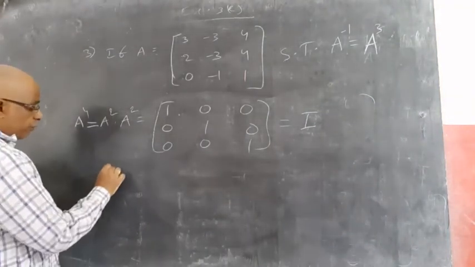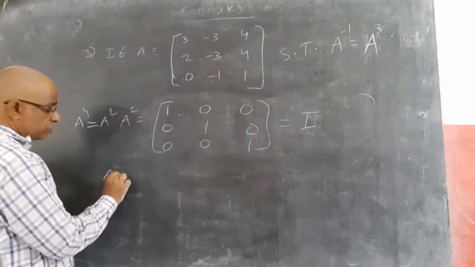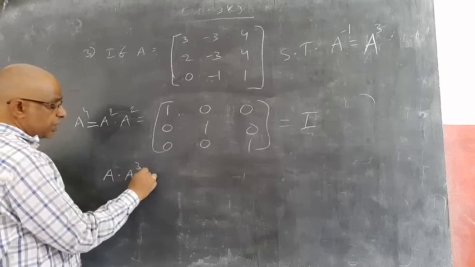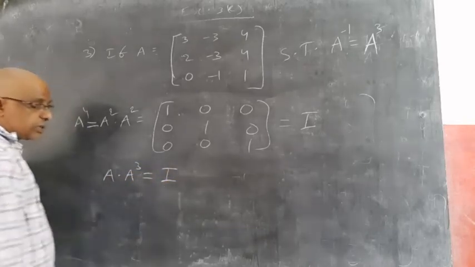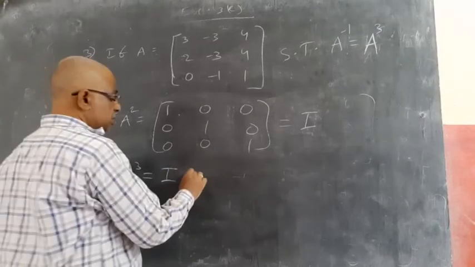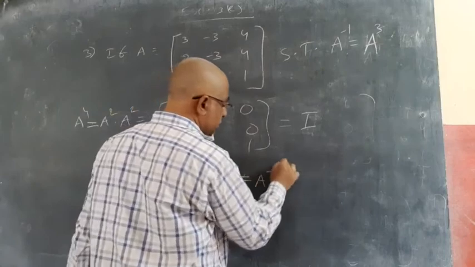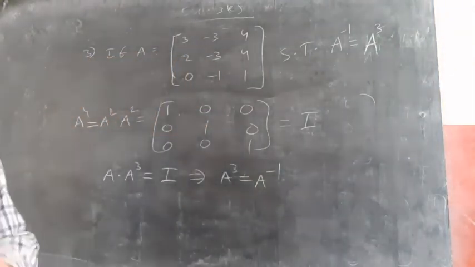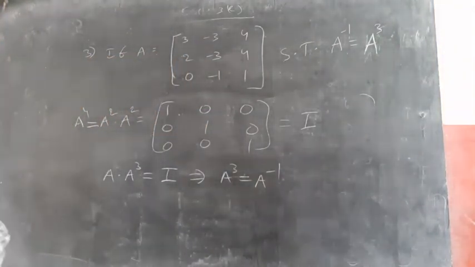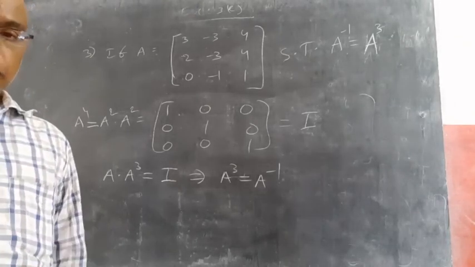So A power 4, can I write as A cube into A or A into A cube? A into A cube, A power 4 I can write. A into A cube equal to I. A into B equal to I means B equal to A inverse. B equal to A inverse means A cube equal to A inverse. This is one way. Another way is you can do LHS and RHS separately, both are equal, you will get it. That is one more way, always there.